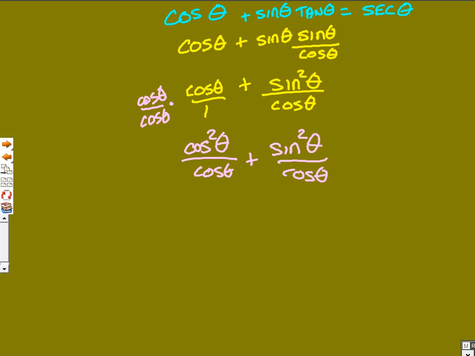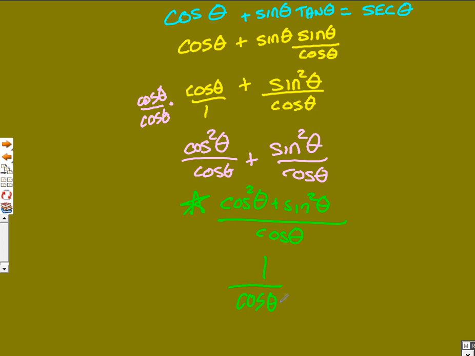So that means that I can now combine those fractions together. Cosine squared theta plus sine squared theta all over cosine theta. And this is the real big one. You should be able to notice that immediately. Sine squared plus cosine squared is always 1. So I get 1 over cosine of theta.